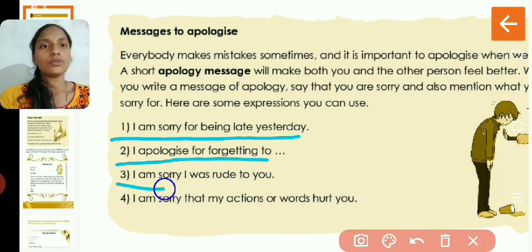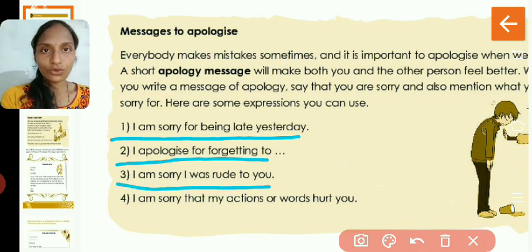Third is, I am sorry I was rude to you. Sometimes without any reason we get rude towards someone, and in this situation you can write the reason why you were rude to that other person.